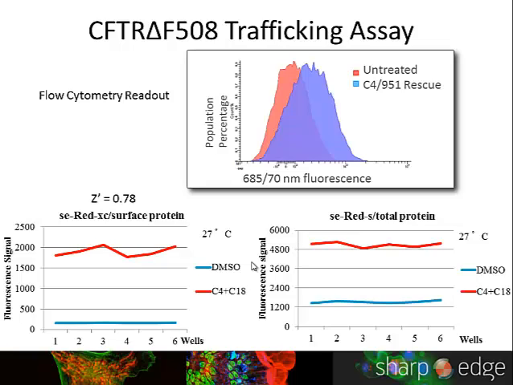And we have also combined corrector treatment with low temperature rescue. So in this case, the cells were treated with a combo of correctors C4 and C18 for 24 hours. And also the cells were incubated at 27 degrees. So from this, you can see there's a huge increase of the cell surface pool after this treatment.